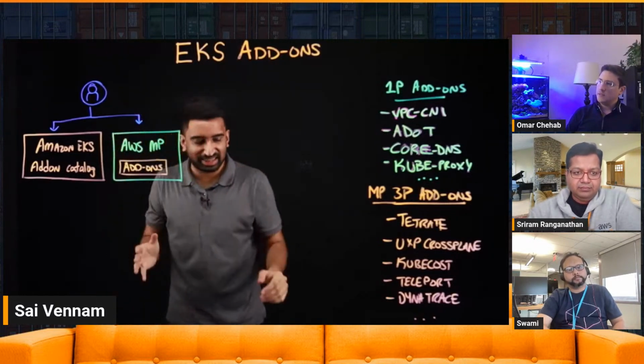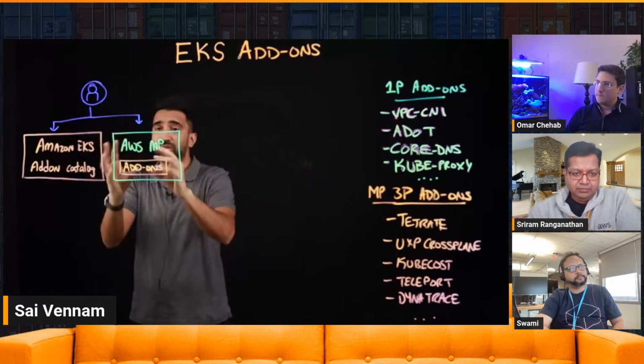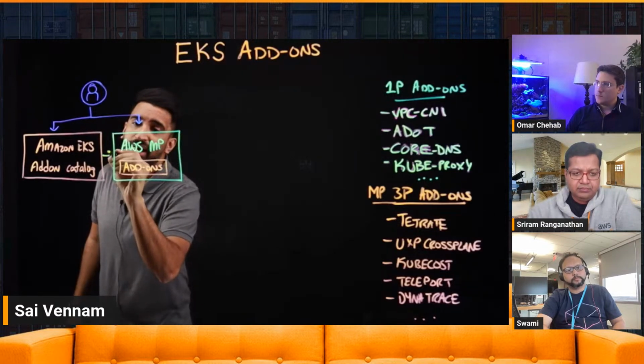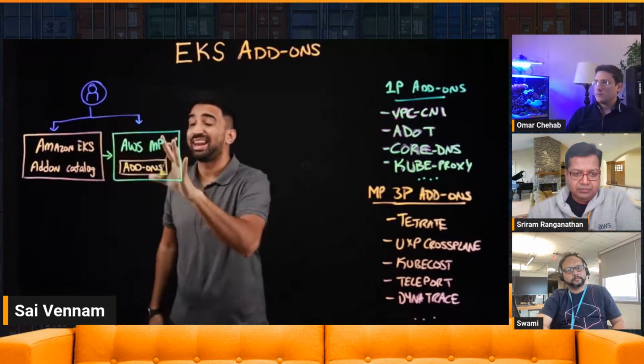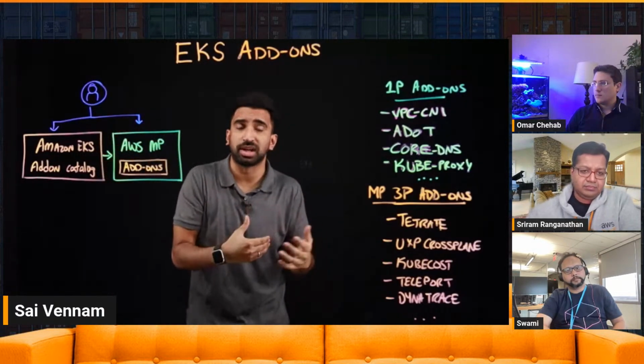All right, let's get to the next step here. So the user discovers the add-on, goes to the marketplace, and does the subscription. There's a check here to make sure that the subscription is there. And now EKS is going to be able to deploy the add-ons themselves.